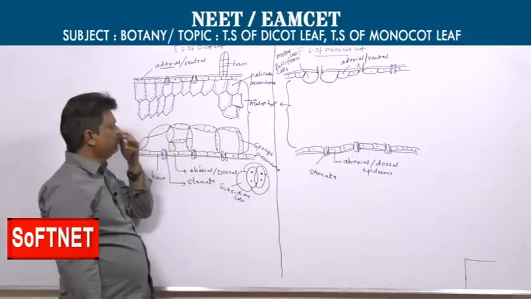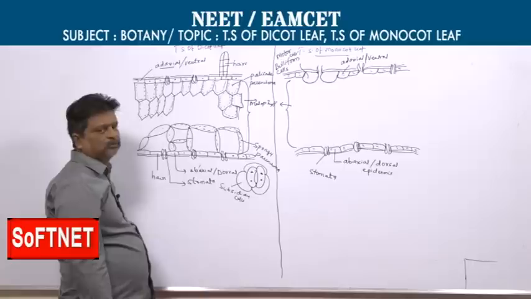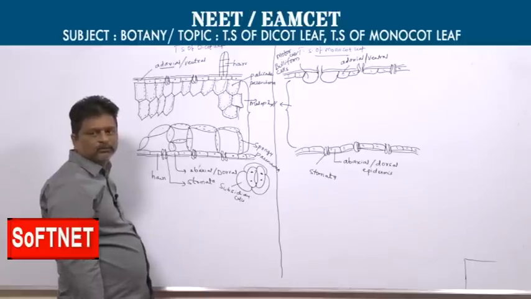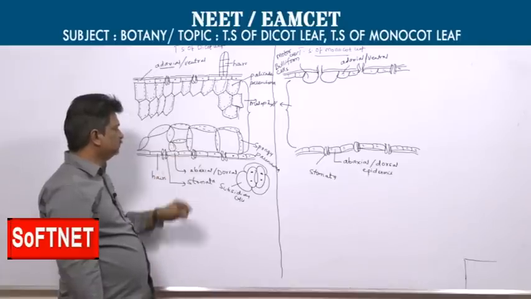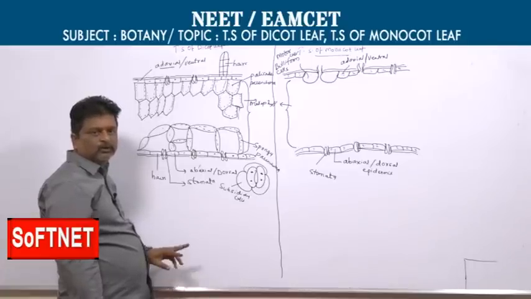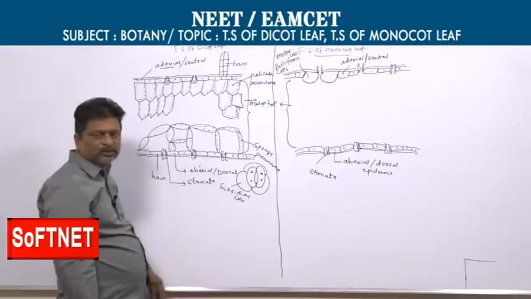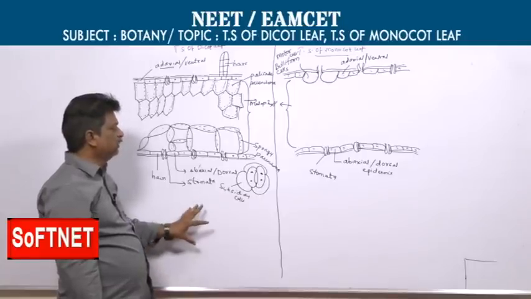So in dicot leaf, on the upper side there is palisade, which is dark green. On the lower side there is sponge, which is light green. So upper and lower sides are differentiated. So it is called dorsiventral leaf or bifacial leaf.